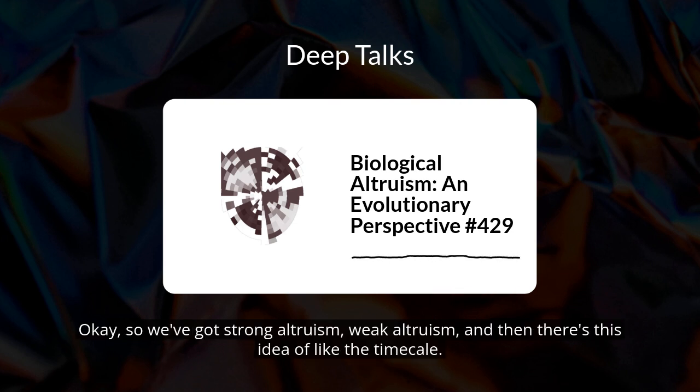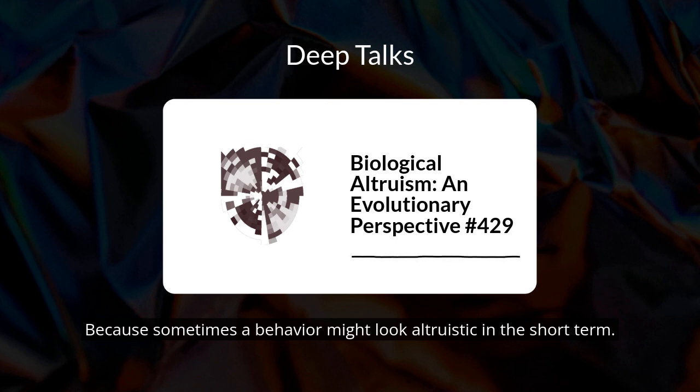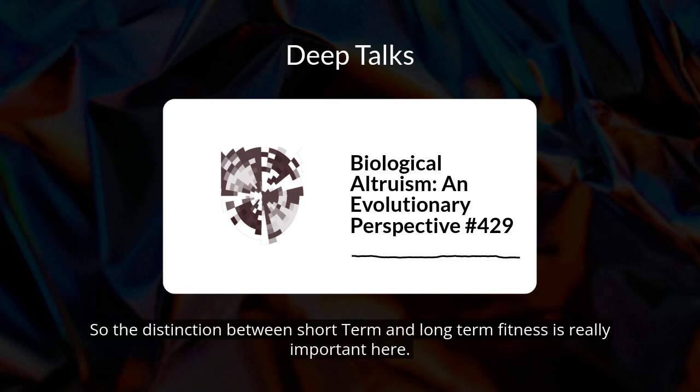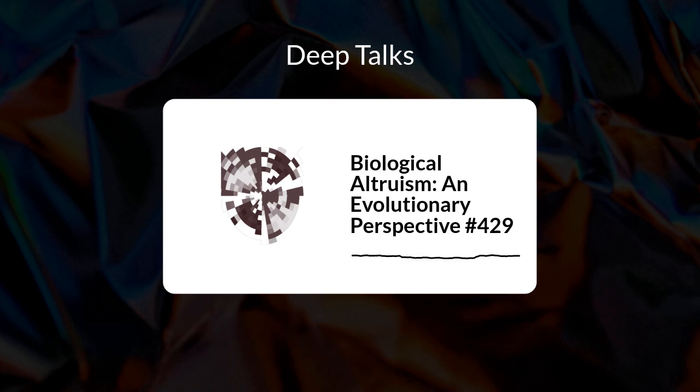Okay, so we've got strong altruism, weak altruism, and then there's this idea of the time scale. Right, because sometimes a behavior might look altruistic in the short term. Exactly. But then in the long term, it's actually beneficial. So the distinction between short-term and long-term fitness is really important here. Okay. So how does that play out?